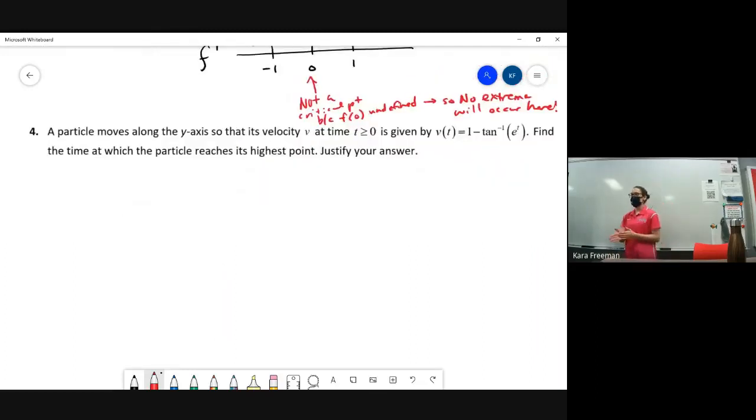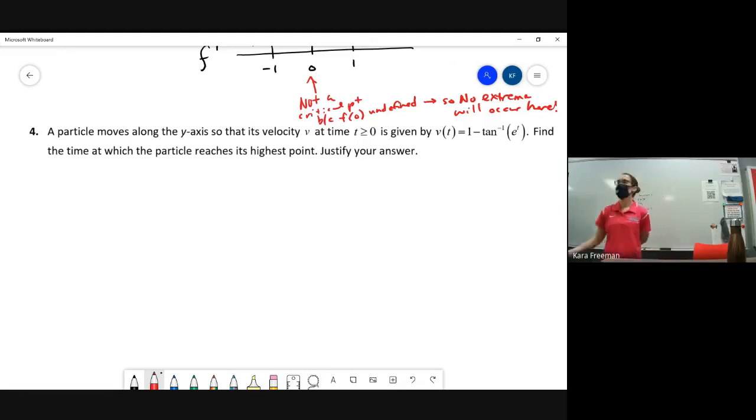So we're talking about velocity. Remember, velocity is the derivative of the position function. And what's the derivative of velocity? Acceleration. So a particle moves along the y-axis. Think, all this particle does all its life is just go up and down the y-axis. So much fun. Okay. Its velocity is given this time.